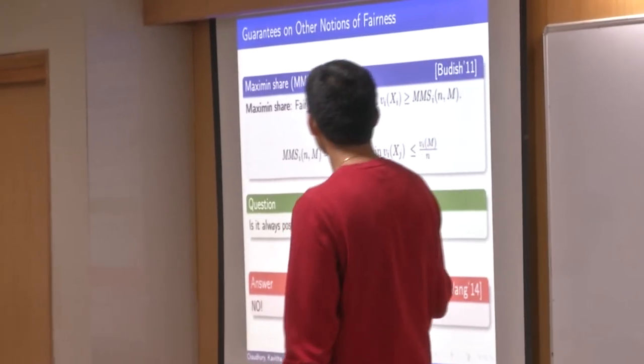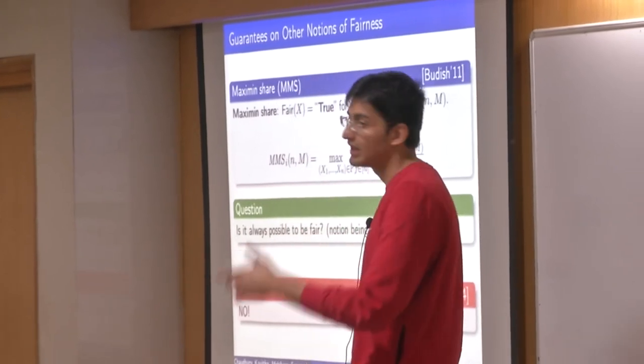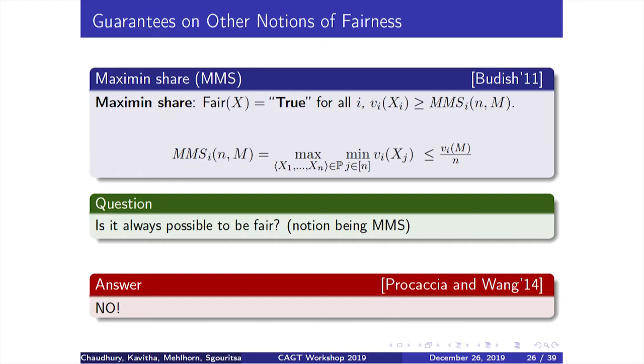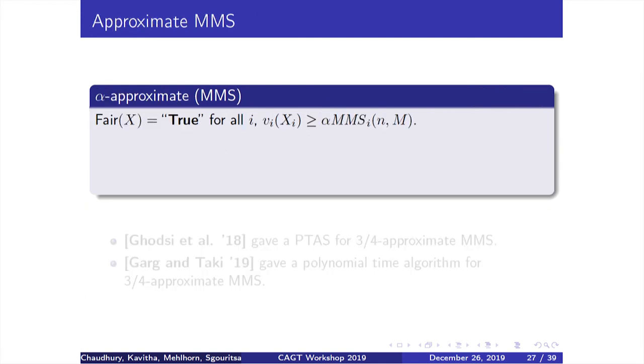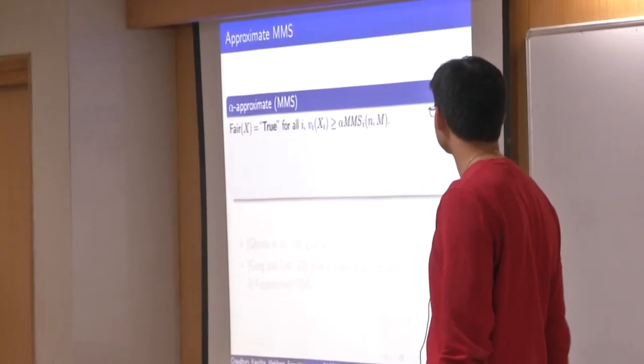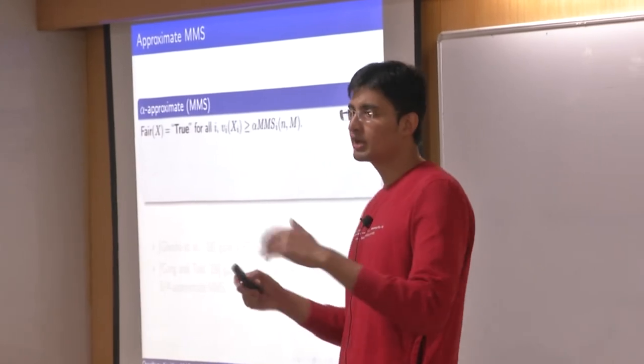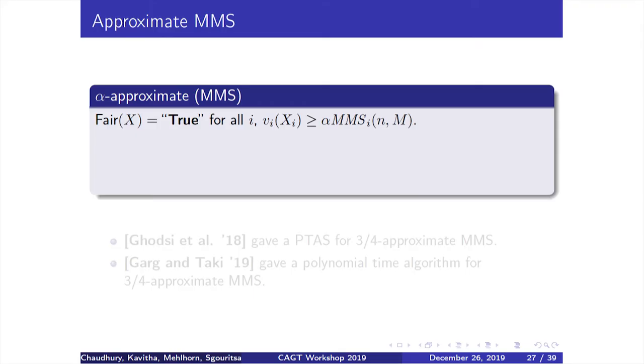But henceforth, people have looked at relaxations of MMS, basically approximate MMS. We're saying that asking for this much of a threshold may be too much. What if we ask for some alpha times MMS, for any alpha between 0 and 1? These are called approximate versions of MMS. There has been a lot of incremental work gradually improving this alpha. So I would just state the two state of the art.